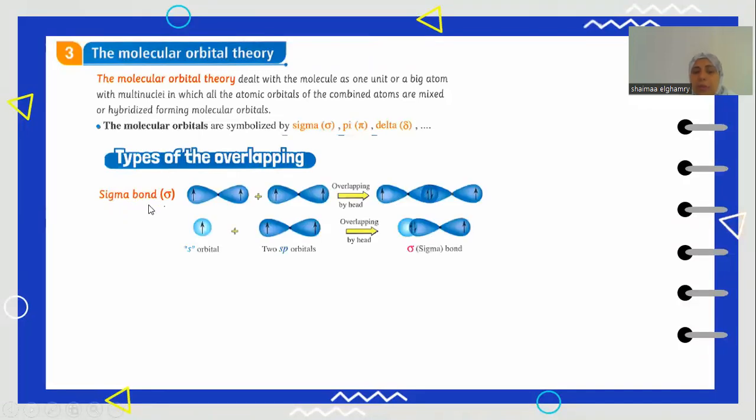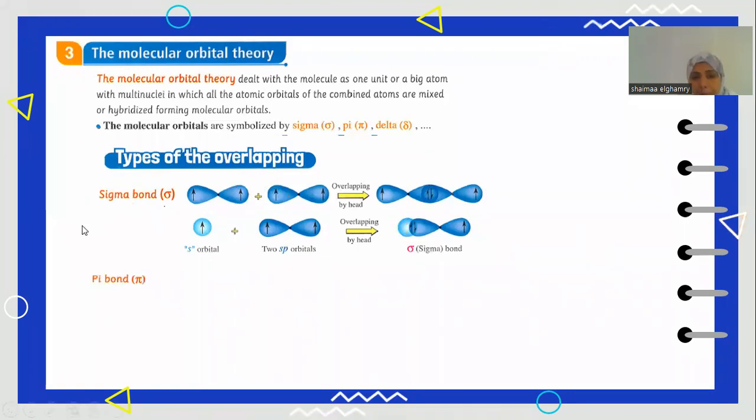Sigma bonds take place between what? Between 2 p orbitals, but head by head. They overlap head by head to form a sigma bond. Or with S and P, also head by head. So it also forms a sigma bond. The sigma bond takes place between S orbital and P orbital, head by head.